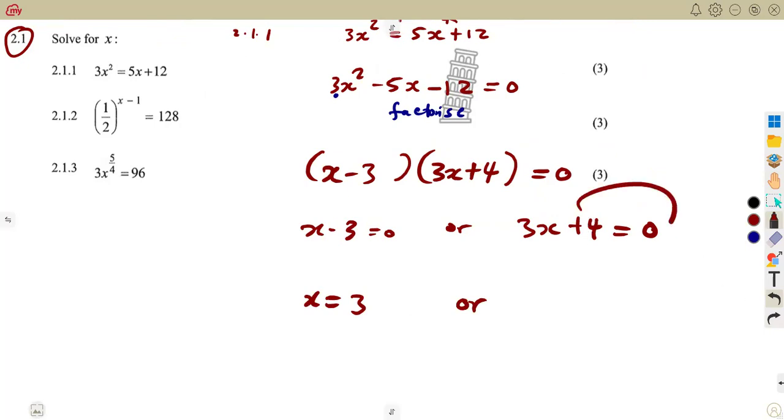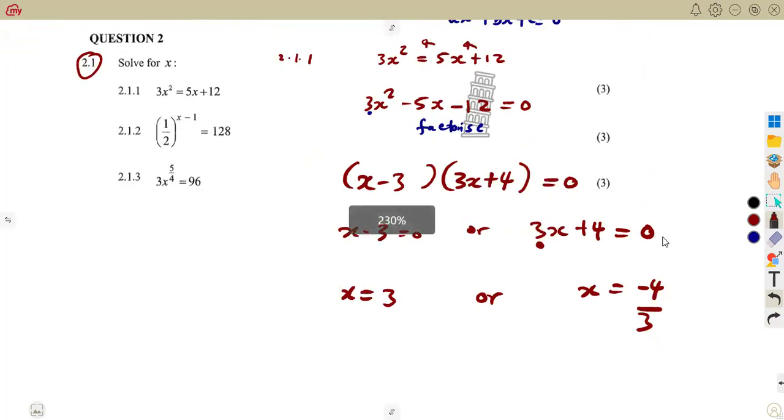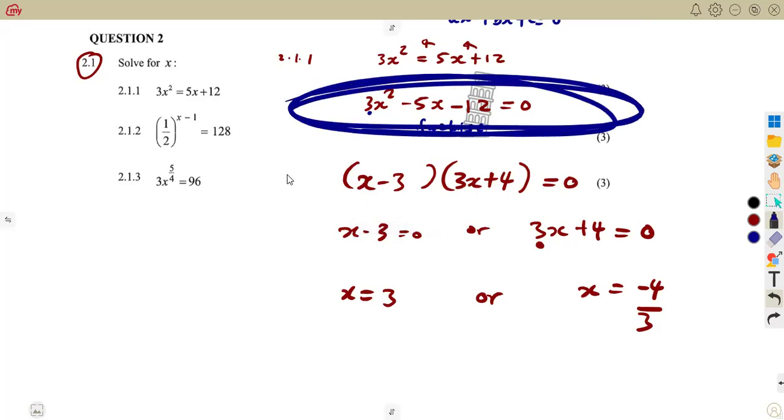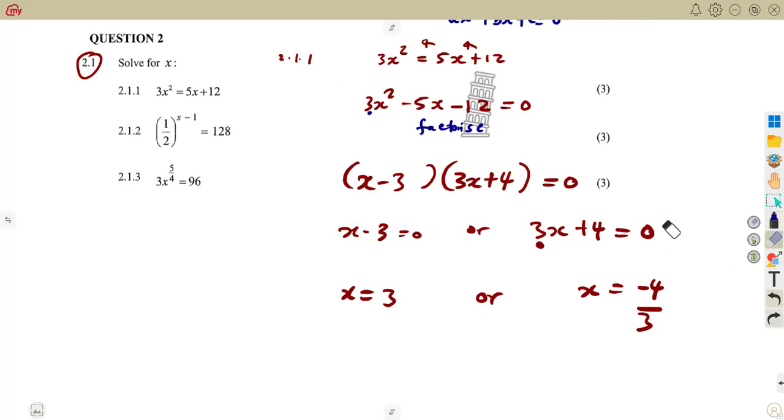Or take this one to the other side, it will give us a negative 4. Then definitely you will have to divide by what? By 3. So x is minus 4 over 3, or x is 3. This is from your factorization. But like I said, how to factorize this, it's in your hands.